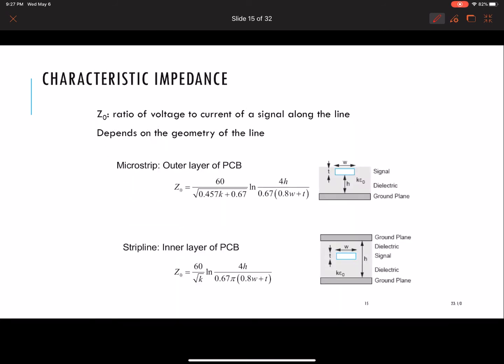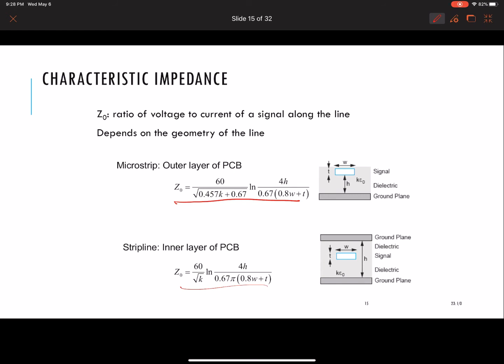Okay, so I'm not going to go too much into these equations, or at all really, into how you derive these equations. But here are two popular ones. So let me sort of take a step back.